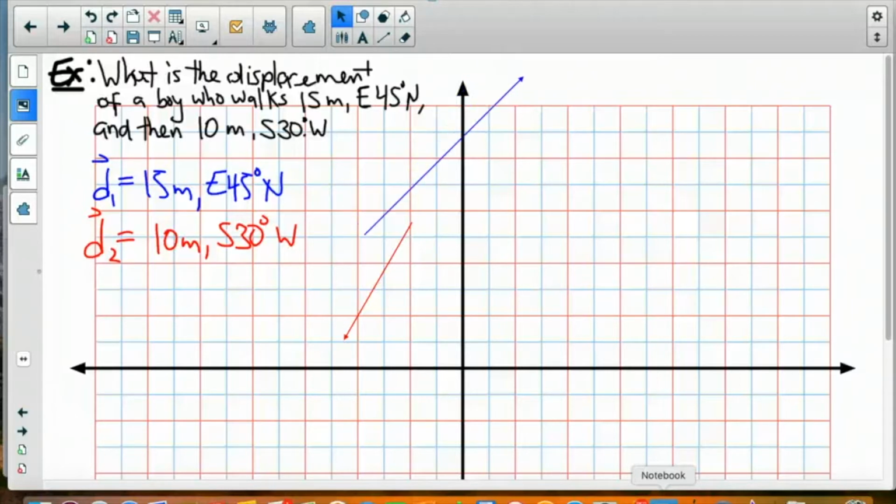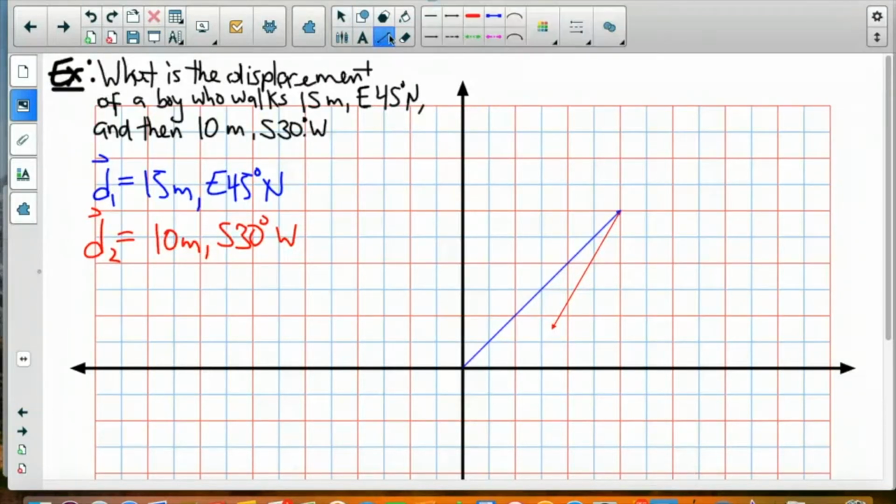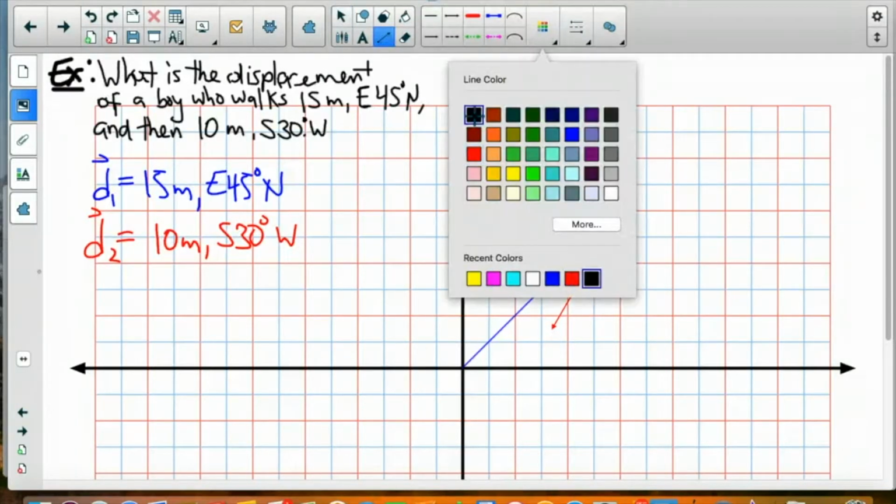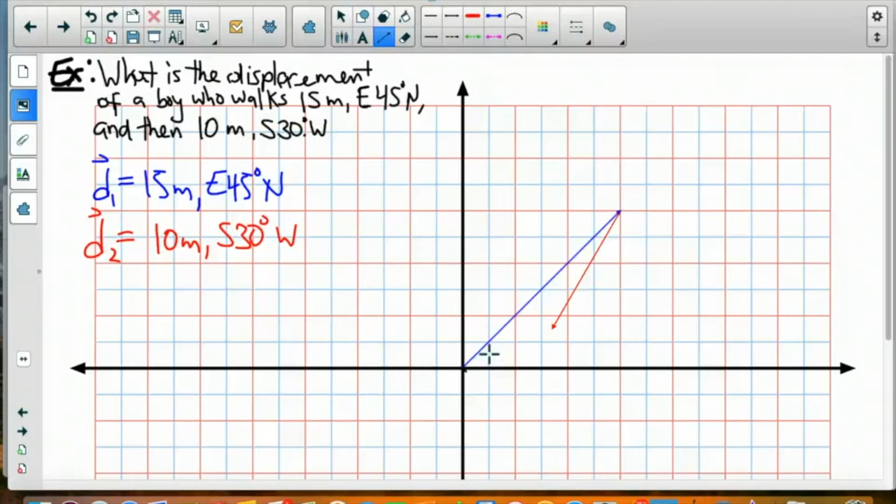So here is my D1 vector. It's 15 meters long, so this is D1. And here's my D2 vector. This is 10 meters long, and they have the appropriate angles on them. Okay, so if I just isolate them, if I was to add them graphically, this is the resultant that I would get, and it would look something like this.